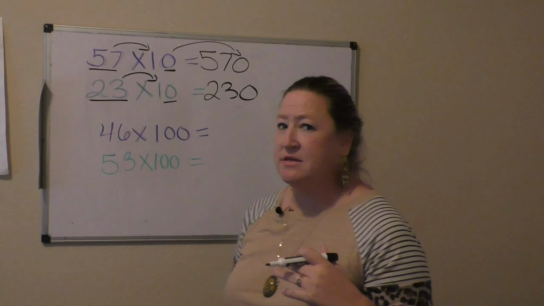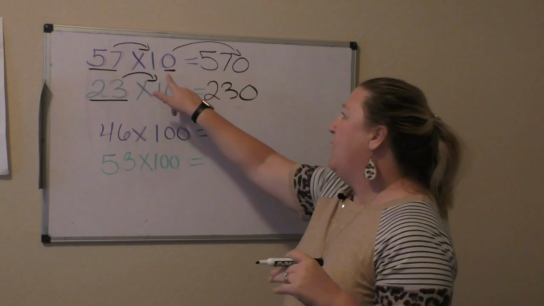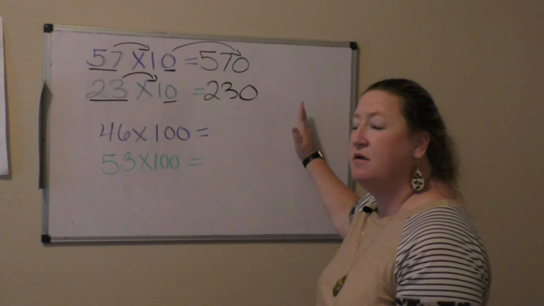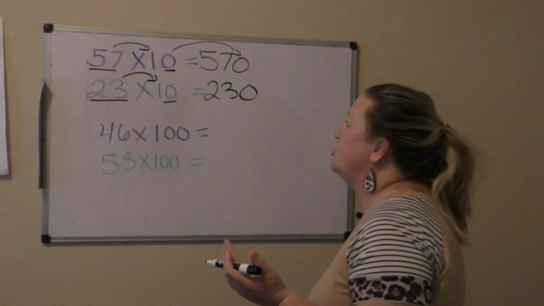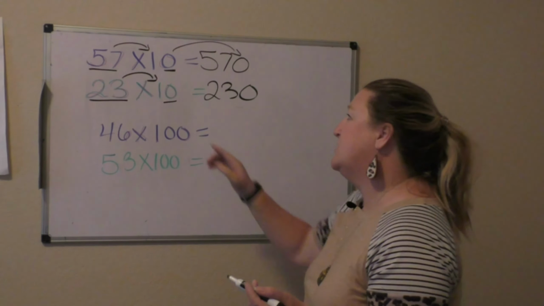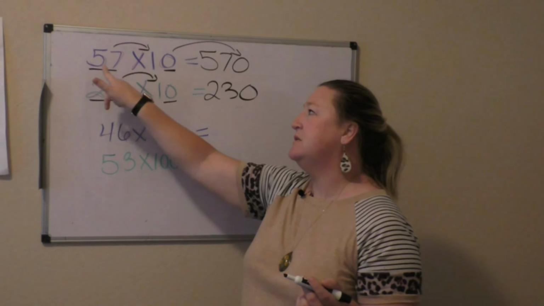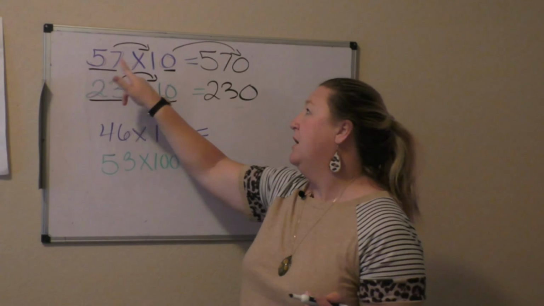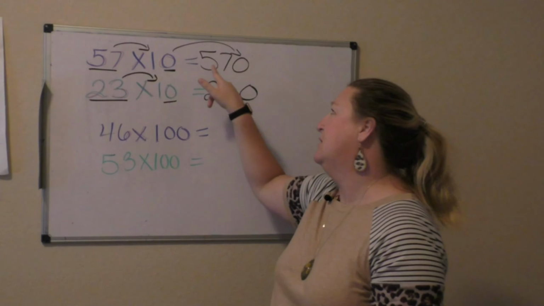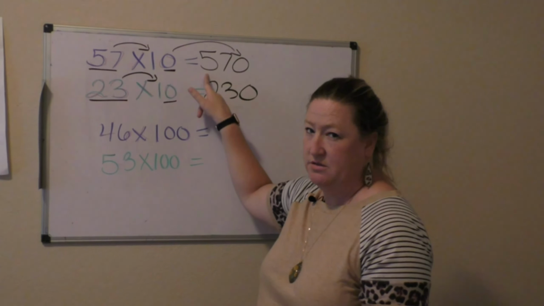The rule is, however many zeros there are, that is what I'm going to add to the end of my answer, and I push all my numbers over on the place value chart. So instead of 5 10s and 7 1s, I add a 0, and now I have 7 10s, 5 100s.